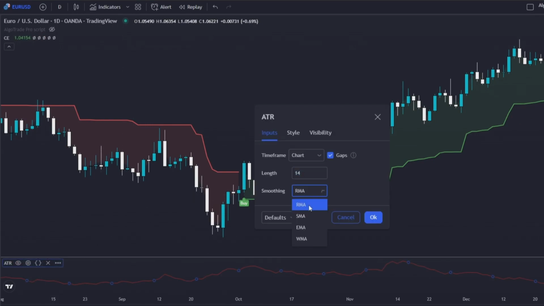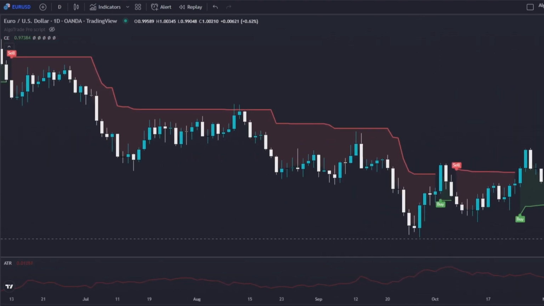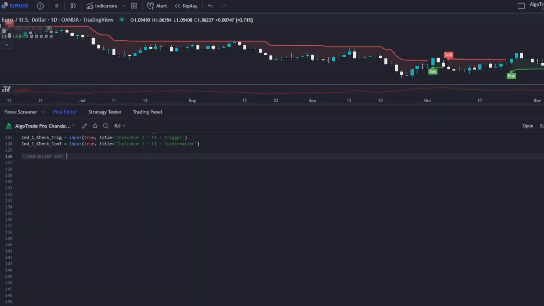I use the ATR indicator to place the stop losses and the take profits on every single trade. For stop losses, the value will always be 1.5 times the ATR pip value, and for take profits, 1 times the ATR pip value. I will now code the indicators.